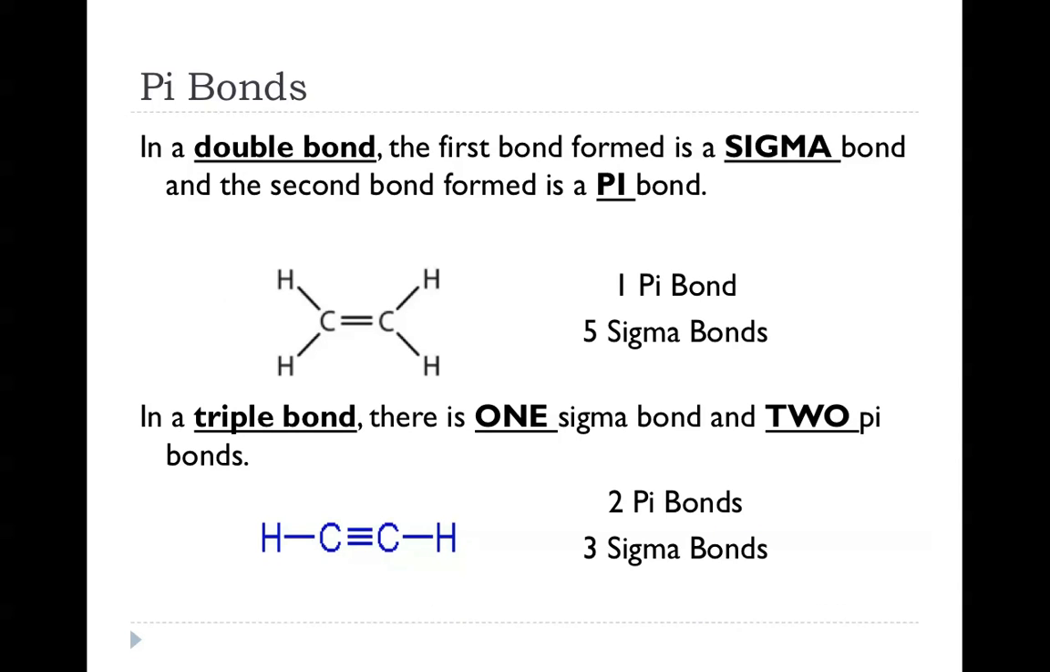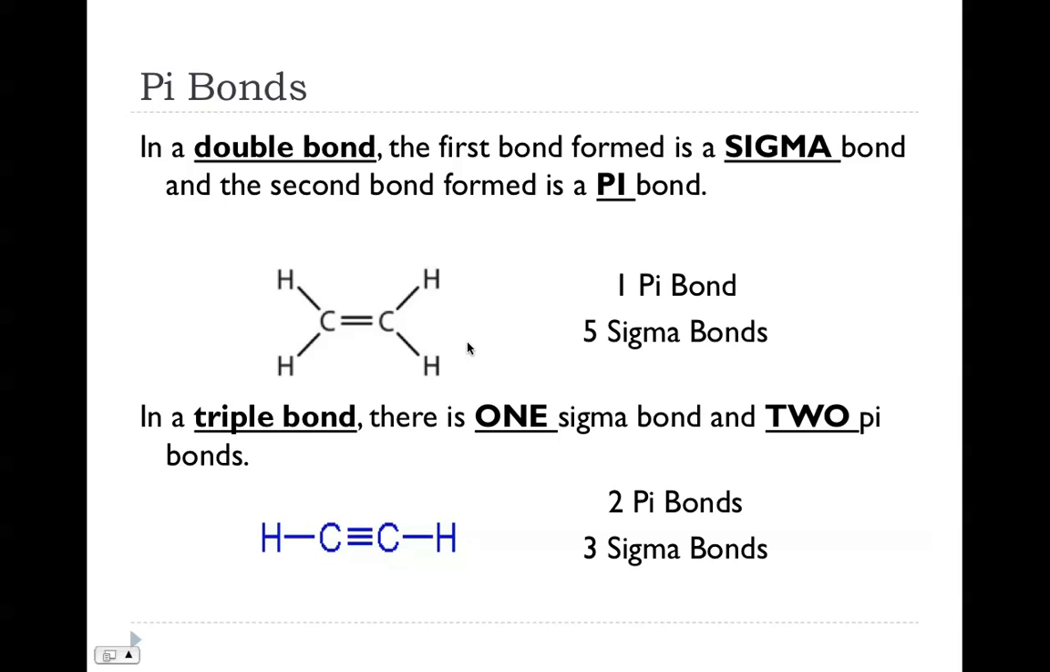In a double bond, the first bond formed is a sigma bond, and the second bond formed is a pi bond. So in counting these, it's a little bit trickier. I first identify any double bonds. I have one in the center here between the carbons. The first bond is going to be a sigma bond. So that first line, doesn't matter, top or bottom, I'm going to count as a sigma bond. So that's my 1, and then I have 2, 3, 4, 5. That's my 5 sigma bonds. The second line in the double bond is going to count as my pi bond. So I only have 1 pi bond in this structure.